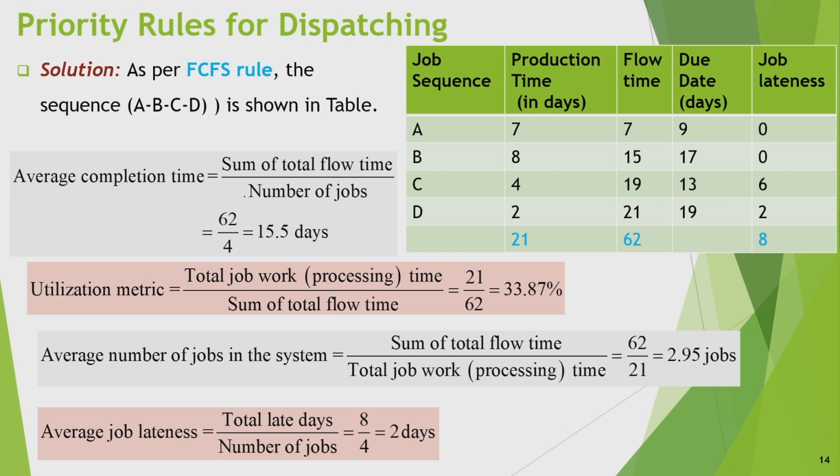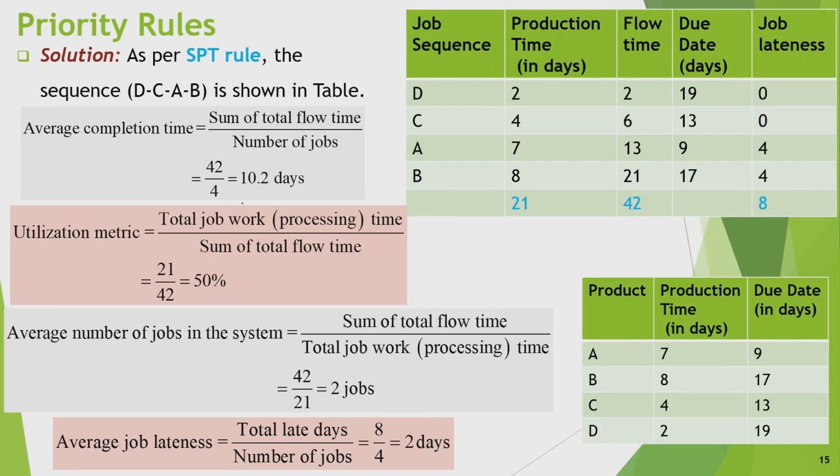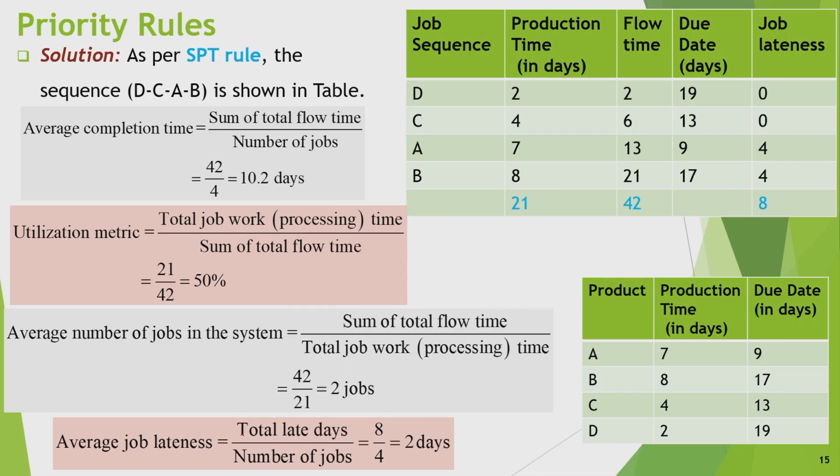Average number of jobs in the system is the reverse of that: sum of total flow time 62, total job work processing time is 21. So 62 by 21 is equal to 2.95 jobs, and average lateness is total late days divided by number of jobs, that means 8 by 4 is equal to 2 days. Now this is by one method. Suppose we follow the shortest processing time rule, then the sequence DCAB is shown in the table.